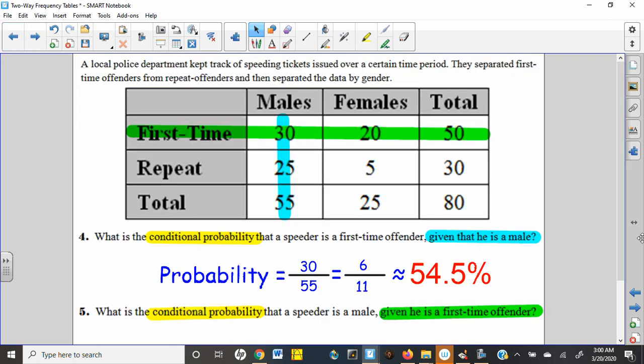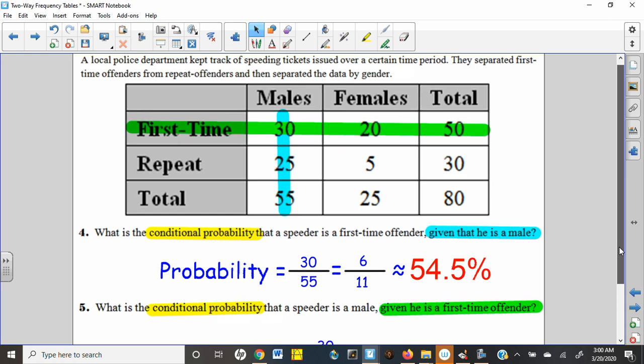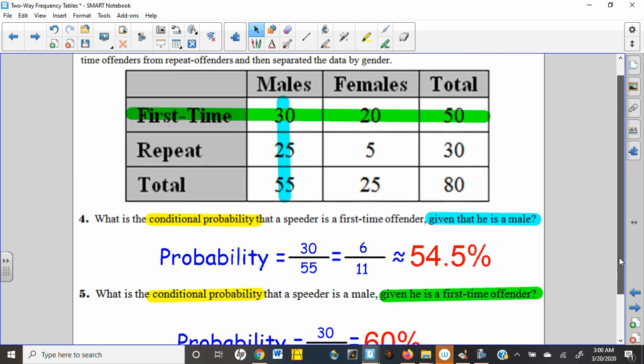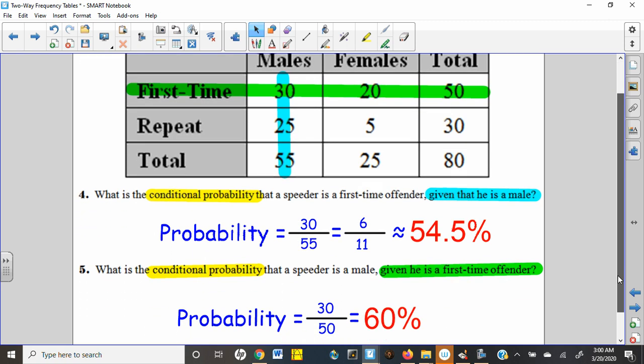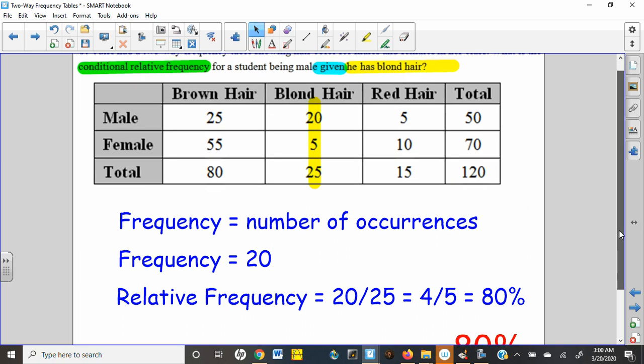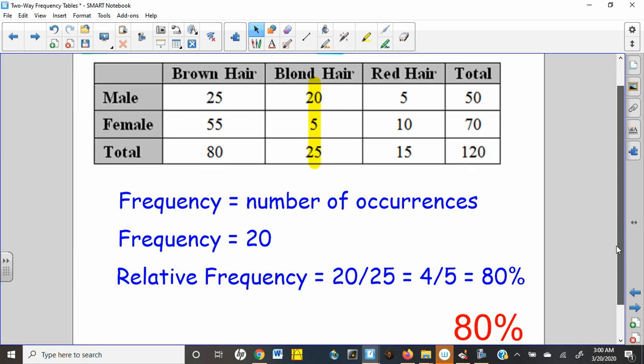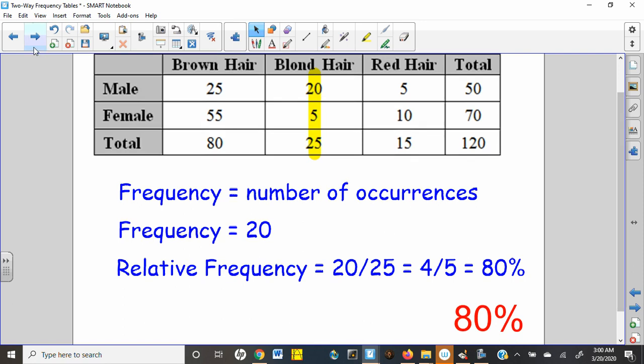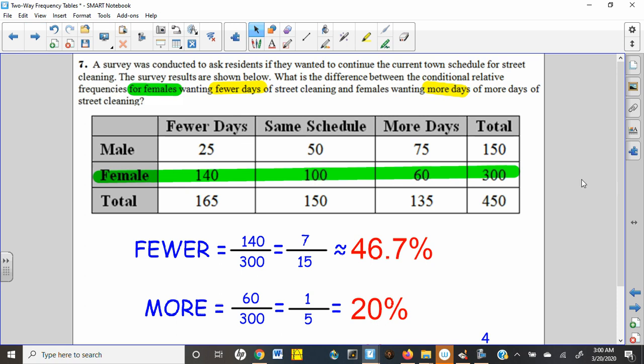Here are the answers to problems 4 and 5. Problem 6. Problem 7.